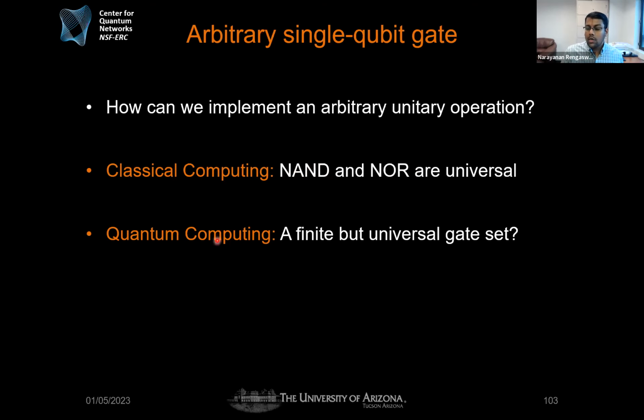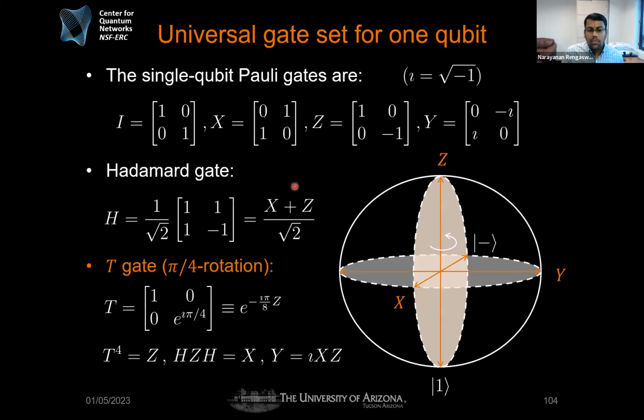So the question is, in quantum computing or quantum information, is there a finite but universal gate set? Meaning, can we decompose any unitary operation as a combination of some finite set of operations that we can do in the lab? And it turns out that's true. So here is the universal gate set for one qubit.